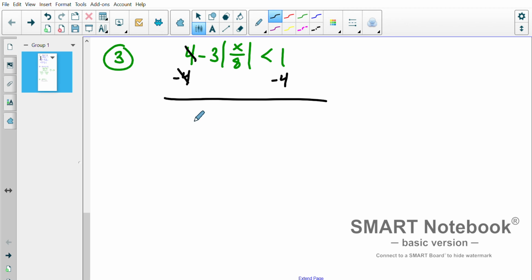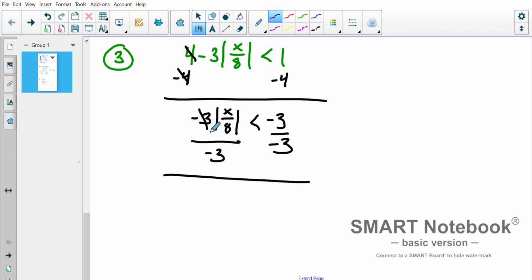Inverses will cancel here, leaving us with negative 3 times the absolute value of x divided by 8 is less than negative 3. Now to get rid of the negative 3, since it's being multiplied, the inverse is to divide. Our inverses will cancel, leaving us with the absolute value of x divided by 8 is greater than, we divided by a negative, so our inequality symbol has to flip, is greater than 1.